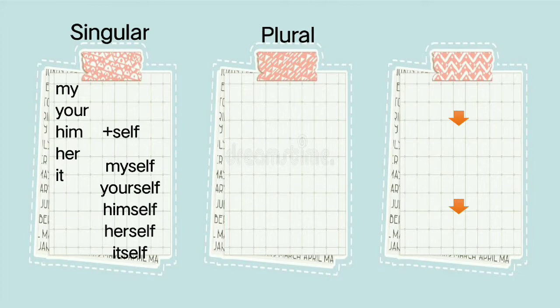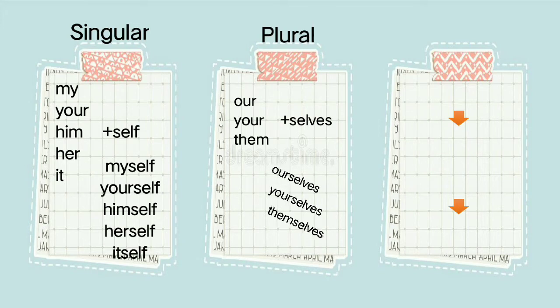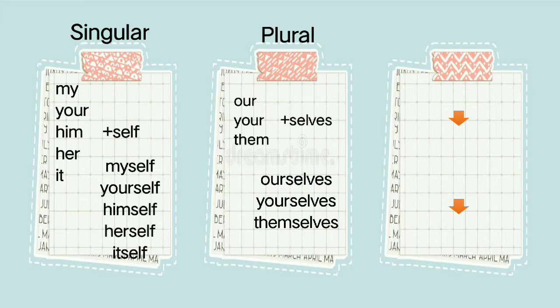The plural personal pronouns are our, your, and them. Then add selves to it, and it will read ourselves, yourselves, and themselves. Remember that yourself is singular, but yourselves is plural. Notice the spellings.